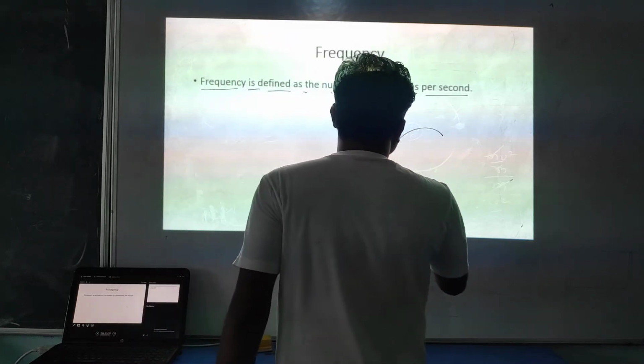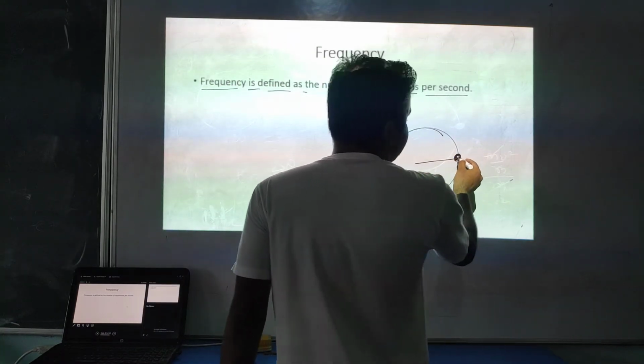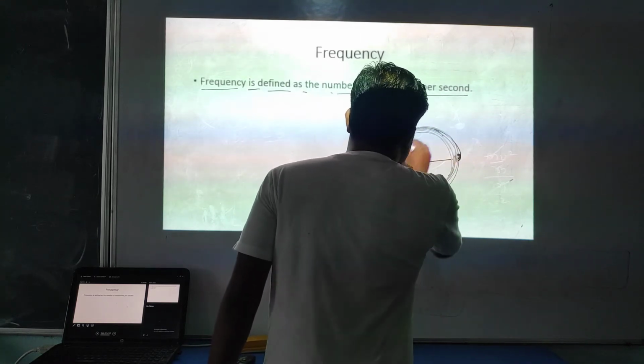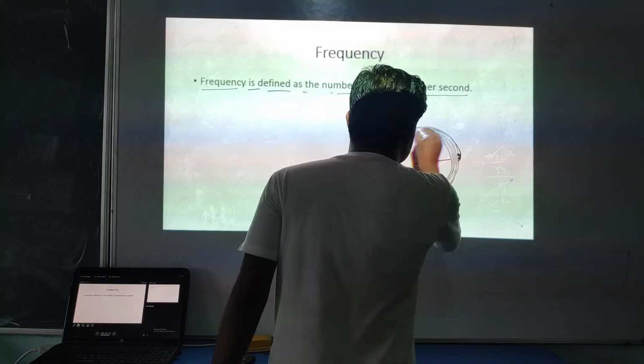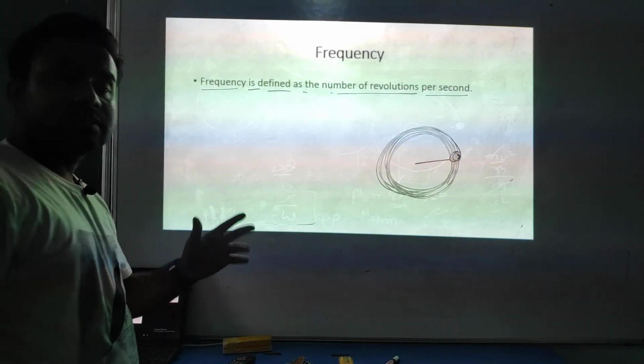Look at this. I'm assuming this is the circular path. The particle is starting from this point. और जैसे मैं माना कि ऐसा move कर रहा है. The particle is moving along this path. और 1 second में 10 बार वहाँ पहुँच गया. 10 is the frequency here.